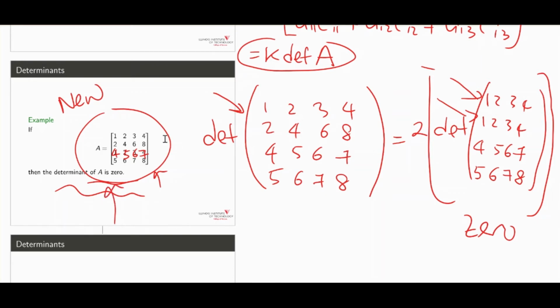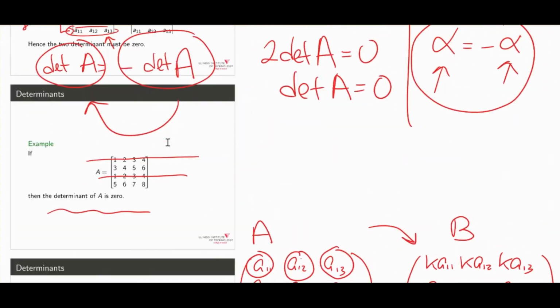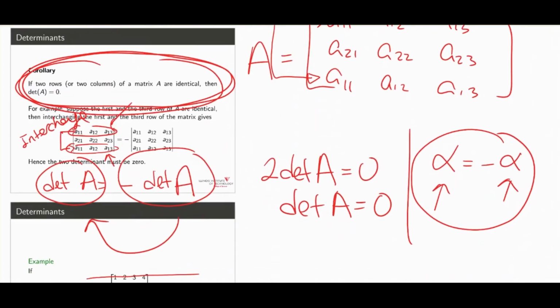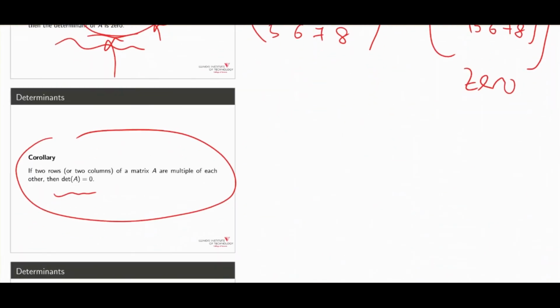Okay. And this gives us the corollary, which basically says that if you have 2 rows or 2 columns of a matrix A, if they are multiples of each other, then the determinant of A is equal to 0. This is slightly different from the one that we have here. This one says that the 2 rows or the 2 columns have to be identical, then the determinant of A has to be 0. But coupled with this new property, we don't really need them to be identical. We just need 2 rows or 2 columns of a matrix A to be multiples of each other, and that will also guarantee that the determinant of that matrix will be 0.